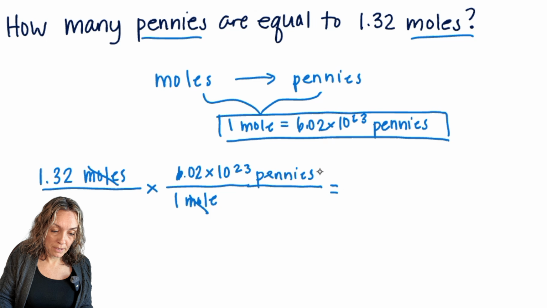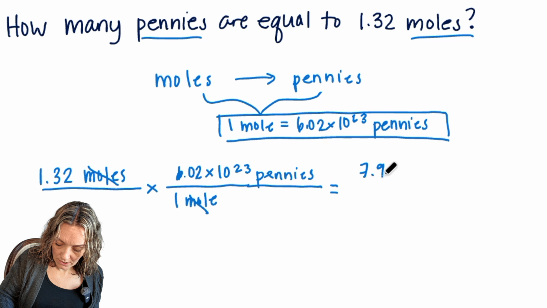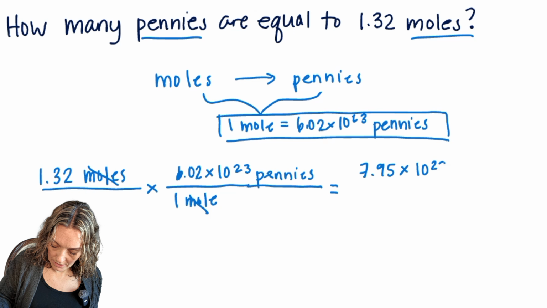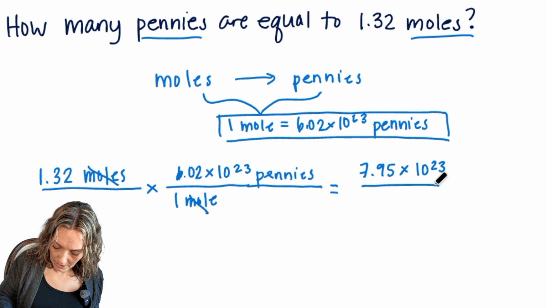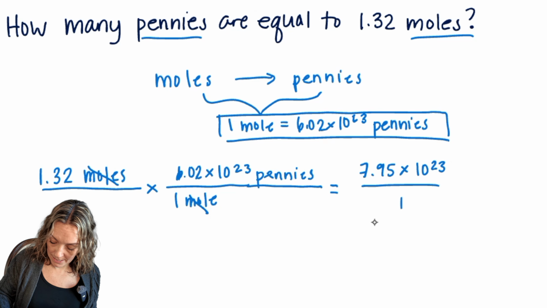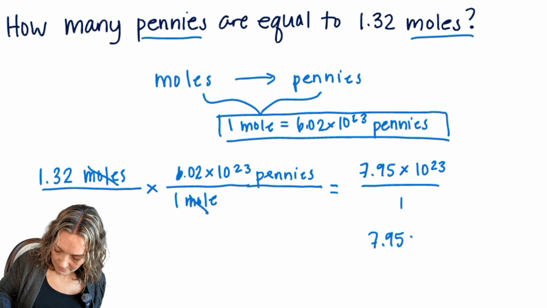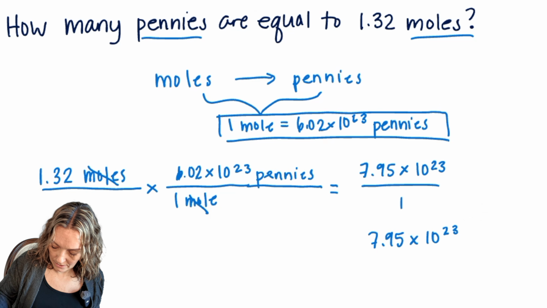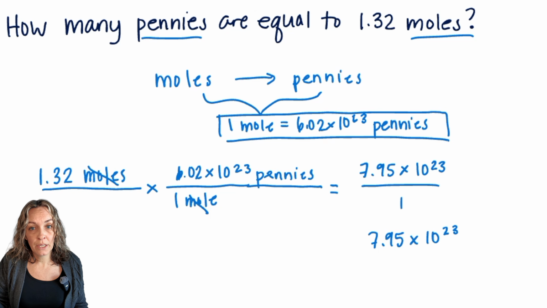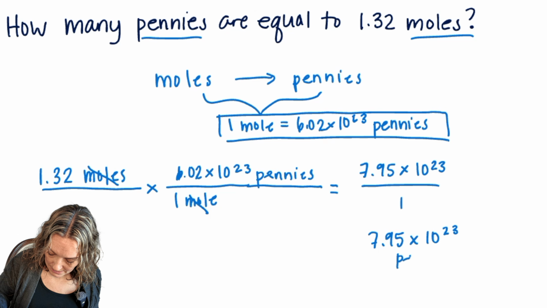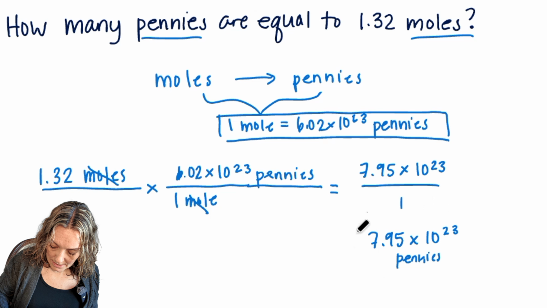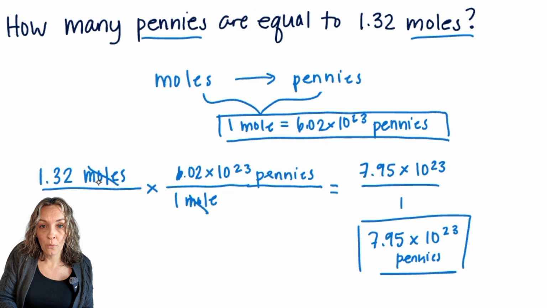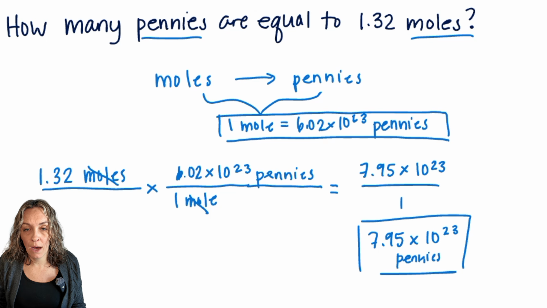In order to solve this, I'm going to multiply across the top, and when I do, I get 7.95 times 10 to the 23rd. When I multiply across the bottom, I get 1. Divide my top by my bottom, and I get 7.95 times 10 to the 23rd. Remember to always put a unit on your final answer, and this is pennies. This number of pennies and this number of moles are the exact same amount, just expressed in 2 different ways.